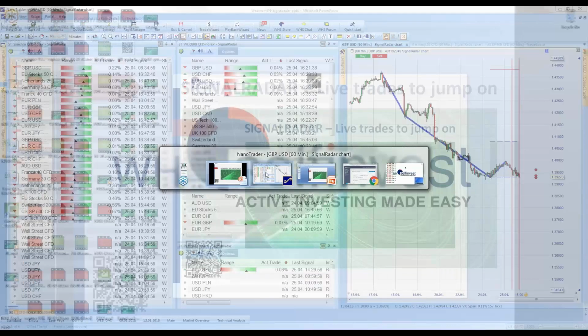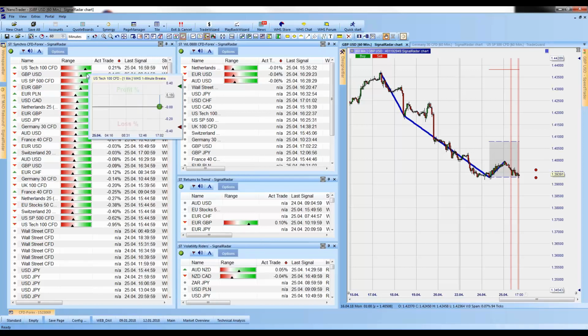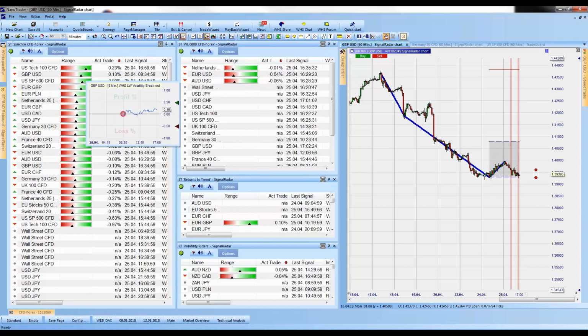The SignalRadar is a live trading tool, so it shows live trades being done by different trading strategies. These live trades are shown in the trading platform in tables. So when I use the word table, this is what you have to keep in mind. They are also shown in the chart, for example, here. And there are also mini charts available. What they do and what their use is, we will see later.